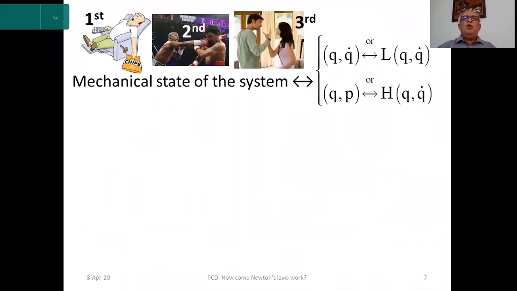So now you can represent the state of the system by position and velocity, a point in the phase space. But you can also represent it by a well-defined function of position and velocity. And this function is what I have expressed by the letter L. So L is a function of position and velocity. Equivalently, you can represent the state of the system by position and momentum, or by a function of position and momentum. And the function I have used is H, which is the function of position and momentum. You all would anticipate it to be the Hamiltonian, and L being the Lagrangian.